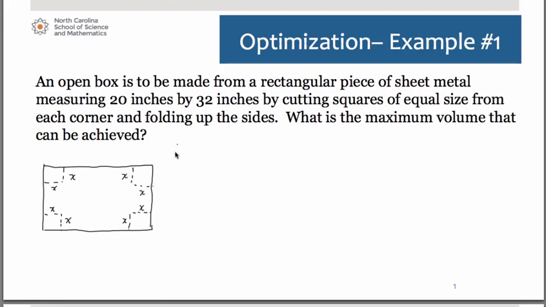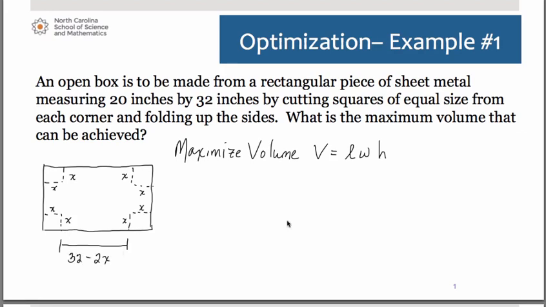We know that to maximize volume, we need to be maximizing the volume of a box, which is length times width times height. Now the length, once we fold up these corners, is given by this distance right here. Remember that the length of the entire piece of sheet metal was 32 inches, so 32 inches for the entire length. Take away the x's that are on either side. We have for the length 32 minus 2x.